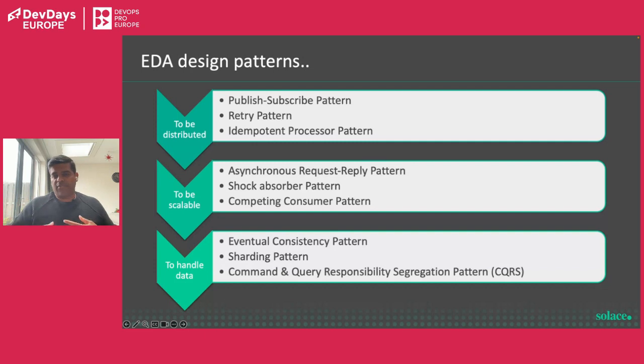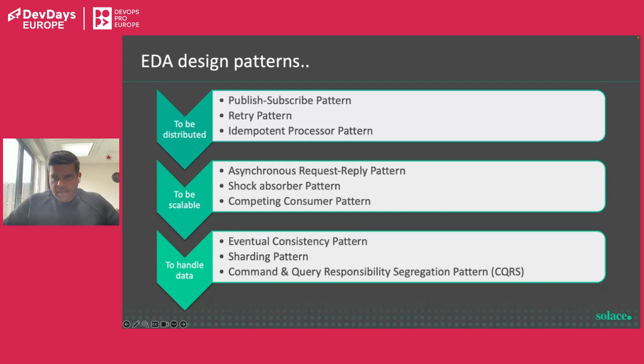Handling of data. So you have the eventual consistency pattern. It helps in distributed systems to achieve consistency over time. Sharding pattern. This pattern is partitioning event streams across multiple nodes based on a geographical region, for example. The command and query responsibility segregation pattern, or the CQRS. It's a way of partitioning event streams that separates the read and the write operations in a system. Yeah, it enables better performance, scalability, and flexibility in handling complex and high volume applications.